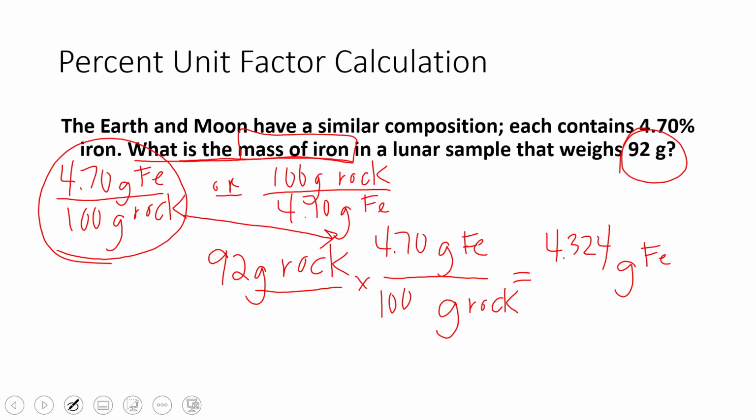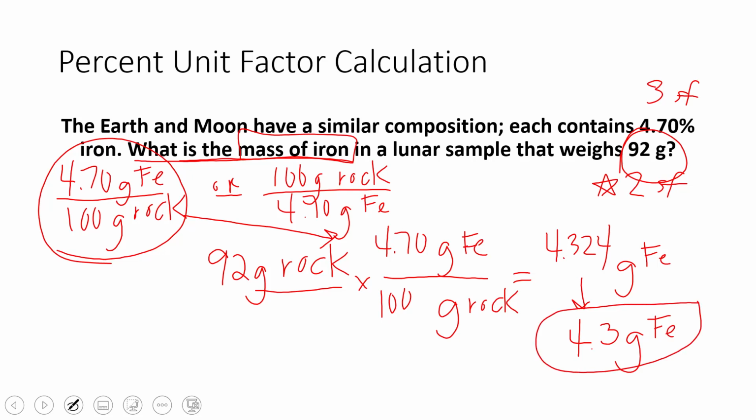Now we do need to be careful of significant figures. I have 2 sig figs here for my 92 grams. I have 3 sig figs for my 4.70%. So I am limited to my 2 sig figs. So I need to say 4.3 grams of iron and circle that final answer.